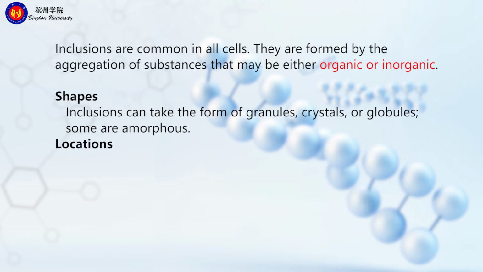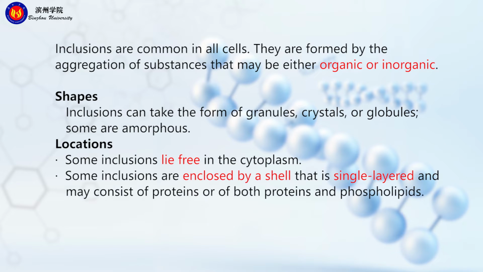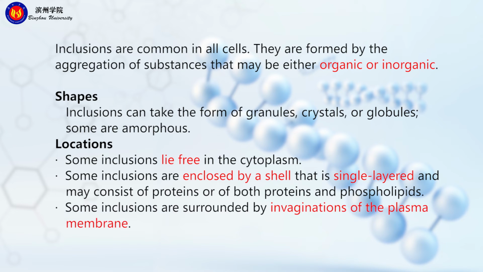The locations of inclusions. Some inclusions lie free in the cytoplasm. Some inclusions are enclosed by a shell that is single-layered and may consist of proteins or of both proteins and phospholipids. Some inclusions are surrounded by invaginations of the plasma membrane.